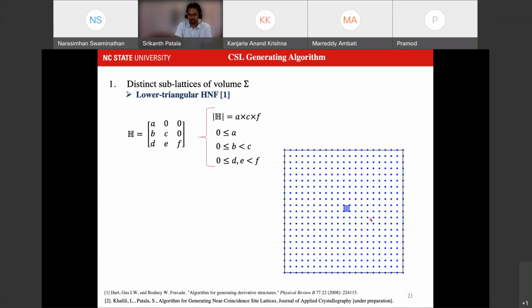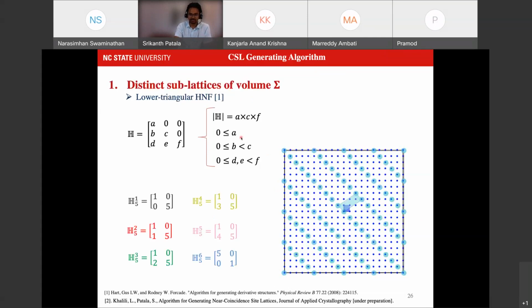So suppose I have a square 2D lattice and I'm interested in generating all the sublattices within this square lattice that are 5 times the area of the primitive lattice. All right, so that's where the sigma number comes in. So that can be done using a simple algorithm. There are actually 6 unique sublattices, which are called Hermite normal forms.